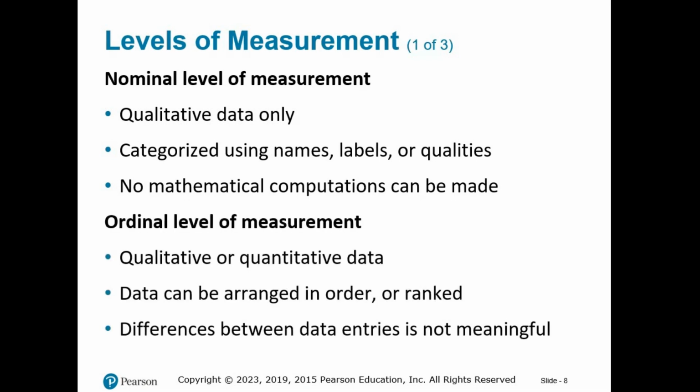The second level of measurement is ordinal. This level can include qualitative or quantitative data. The data can be arranged in some type of order or ranked, but calculating the differences of two pieces of data is not meaningful.